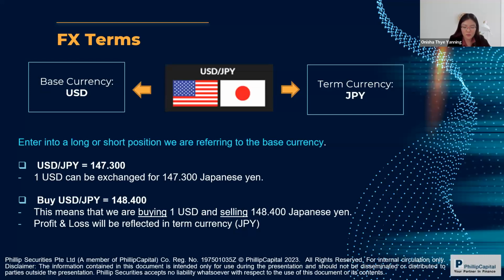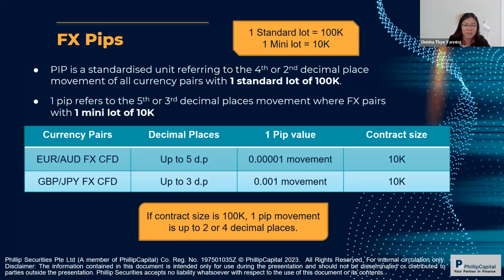Now, in FX, there's this thing called pips. A pip is a standardized unit referring to the 4th or 2nd decimal place movement of all currency pairs. This is normal for 1 standard lot, which is normally 100K for 1 lot. While 1 pip refers to the 5th or 3rd decimal place movement for FX pairs with 1 mini lot. In Poems FX CFD, we offer 1 mini lot, which is 10K. So 1 pip movement in 1 FX CFD would be the 5th or 3rd decimal place movement.